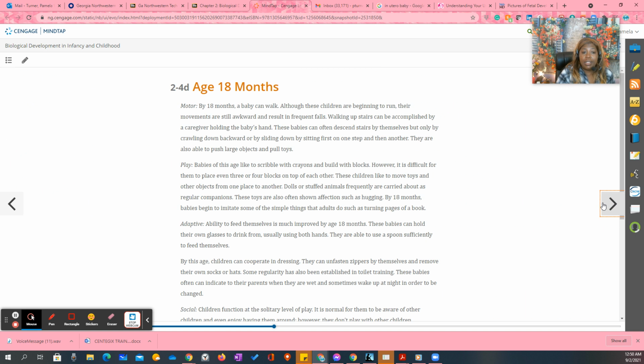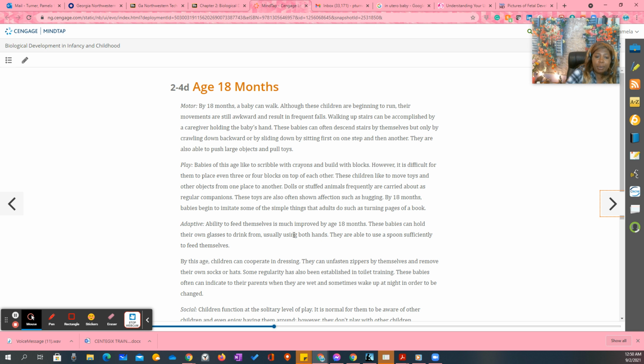Now, by the time they're 18 months, we do expect babies to be walking. So if they're not walking at this age, again, you have a client in your office and you notice that baby is not walking, then I'm concerned, right? That's one of those things where I'm going to go back to the pediatrician and say, hey, wait a minute, what's going on here?